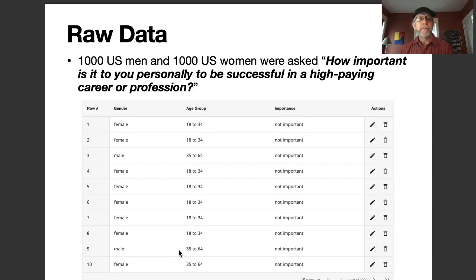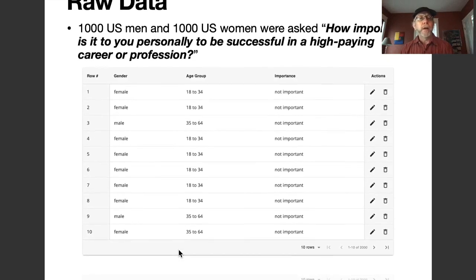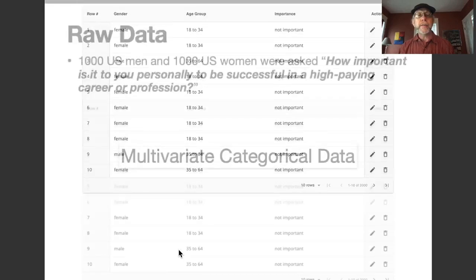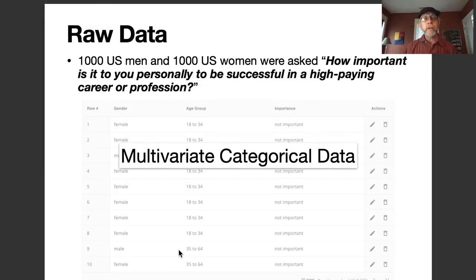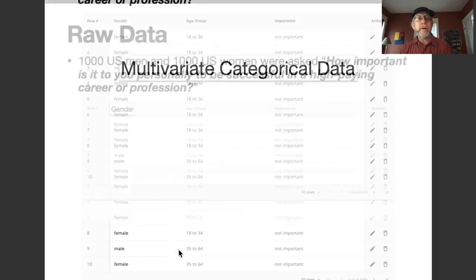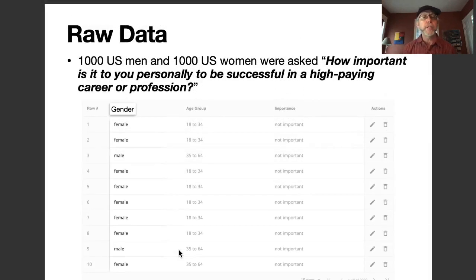Here's the raw data that these charts were built from in spreadsheet style. I'm just showing you the first 10 of the individuals in the data set, so there's a whole bunch more. But here you see that we have multivariate categorical data, right? Because there's 3 variables in this data set. The first one is gender. For each respondent, we recorded their gender, female or male.